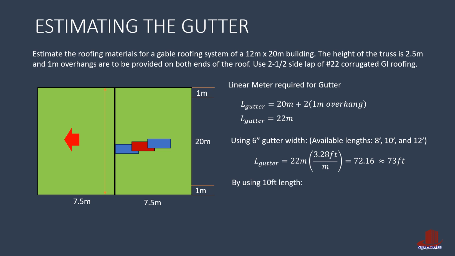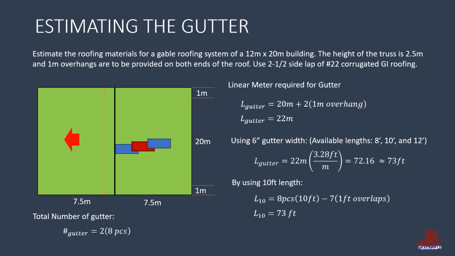One combination is with 10 feet GI sheet length. We start by using 8 pieces of 10 feet gutter length to cover the whole 73 feet, taking into account the end laps. 8 pieces need 7 end laps, so 8 pieces of 10 feet length less the 7 feet overlap provides 73 feet, exactly what is required for the length. Therefore, the total number of gutter for the gable roof is 8 pieces multiplied by the 2 leaves, which becomes 16 pieces of gauge 22 GI gutter by 10 feet.